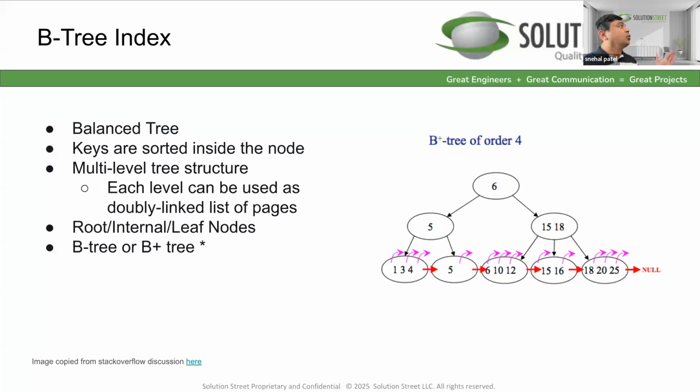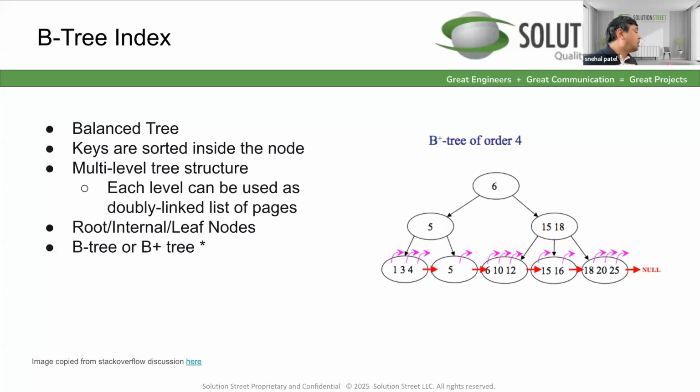All the keys within the nodes are stored in sorted order. It's a multi-level tree structure where each layer can be considered as a doubly linked list of pages. So there is a fixed meta page which has a pointer to the root node. The root node has pointers to internal nodes, and internal nodes have pointers to the leaf nodes. Leaf nodes have pointers to all the table rows with a given key.